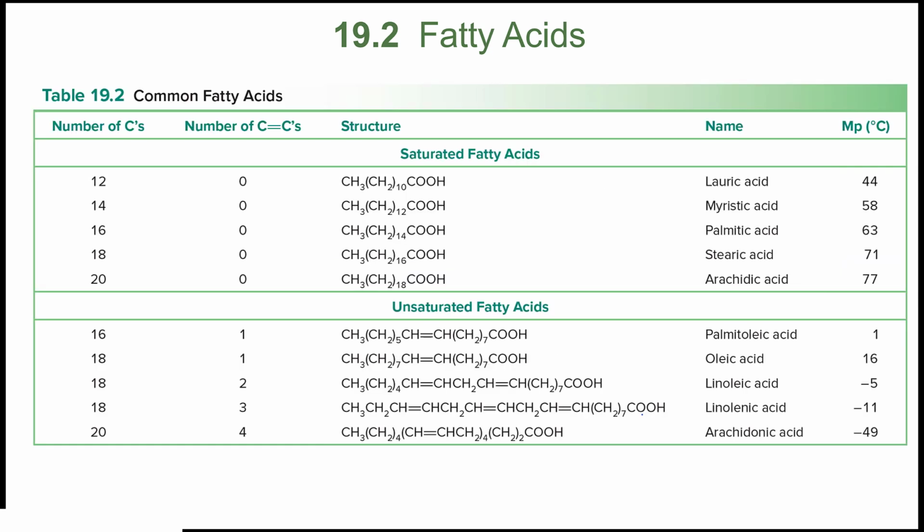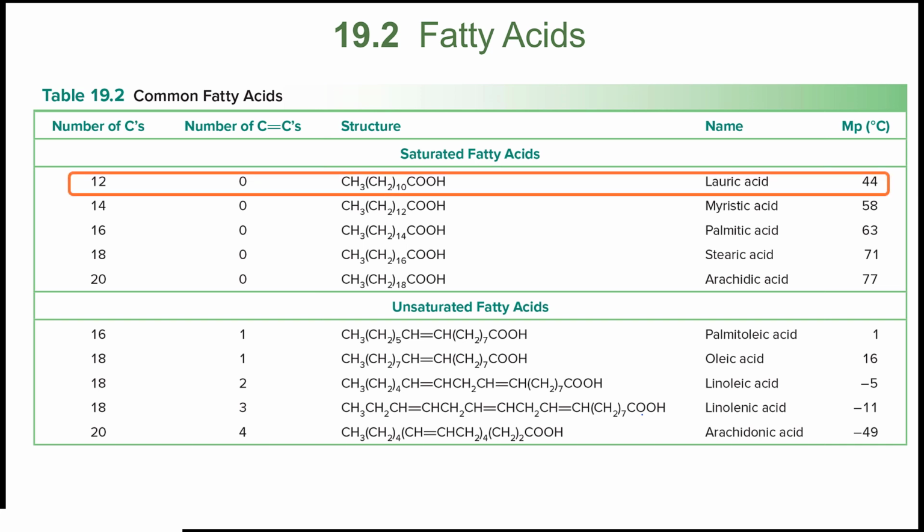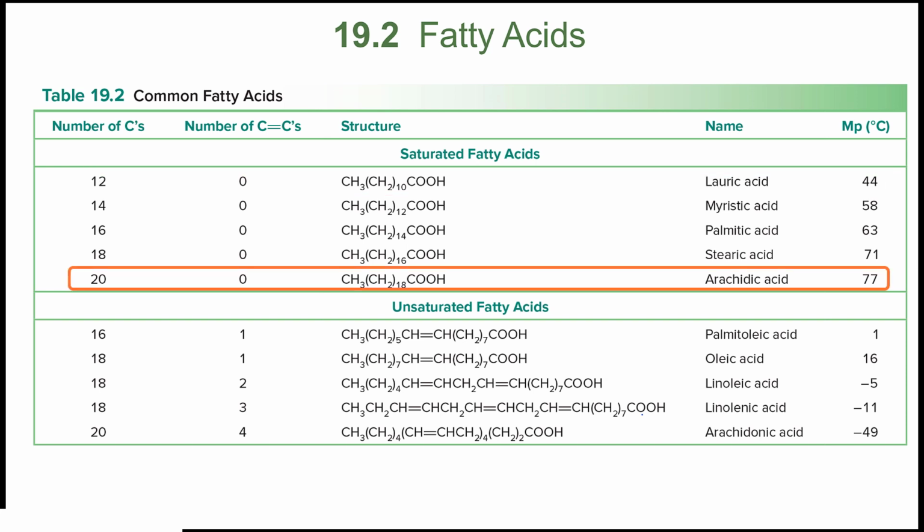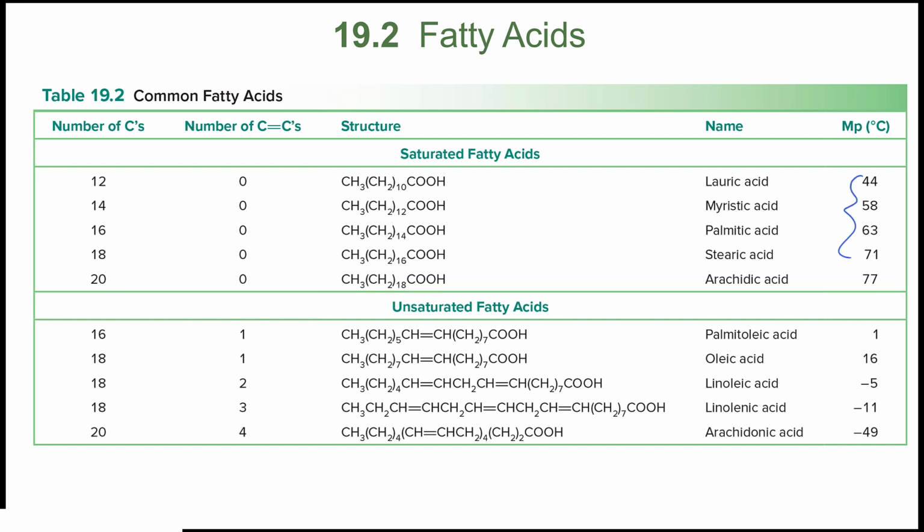And here's a table of different common fatty acids, which you will not need to memorize. But we can see in the top half, those are our saturated fatty acids, and they contain 0 double bonds, and they have increasing melting points as you increase the number of carbons. So lauric acid has 12 carbons, it has a melting point of 44, while arachidic acid has a melting point of 77 degrees Celsius with its chain of 20 carbons. So these are all solid at room temp, and room temperature is usually about 25 degrees Celsius.